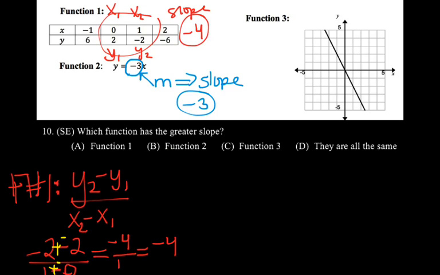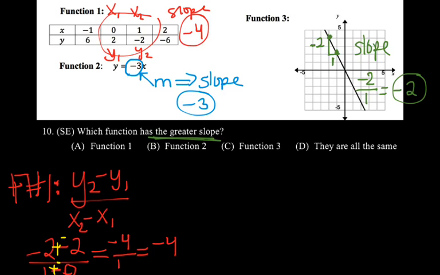Okay? And then for function number 4, I'm going to use my rise and my run. So I'm going to pick 2 points where my line crosses the grid lines perfectly. Okay? And I'm going to rise and run. My rise is negative 2. My run is 1. So my slope will be negative 2 over 1, which equals negative 2. Okay?